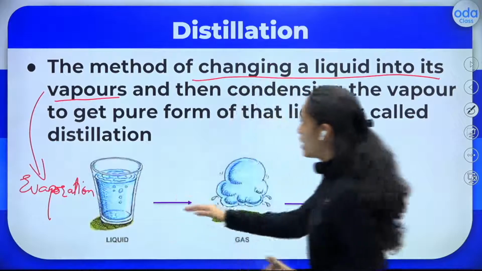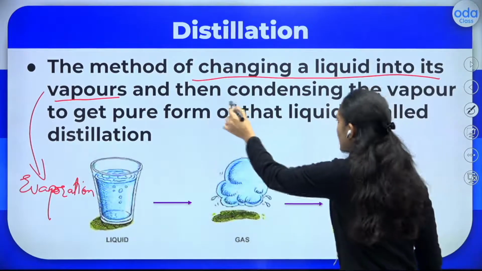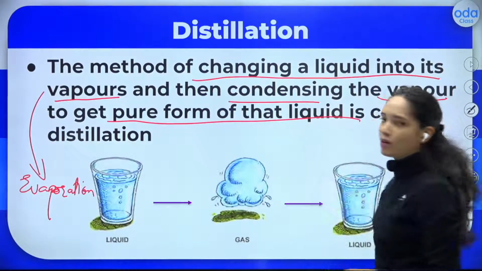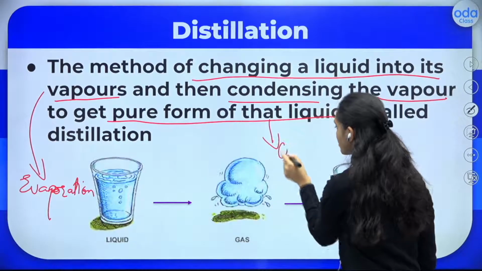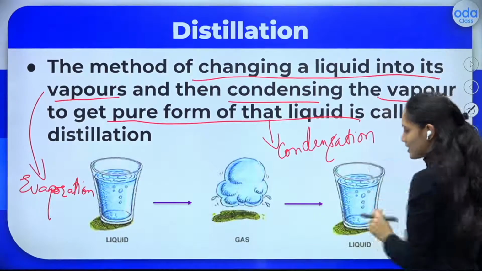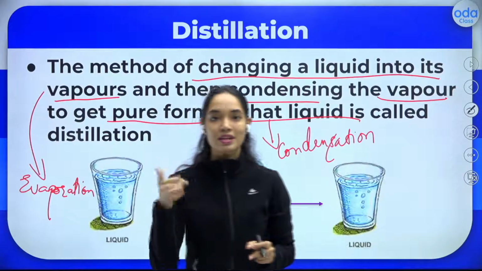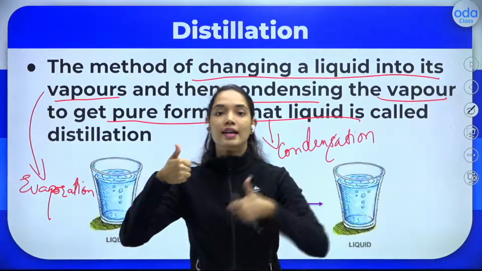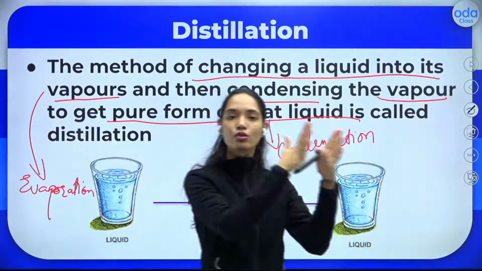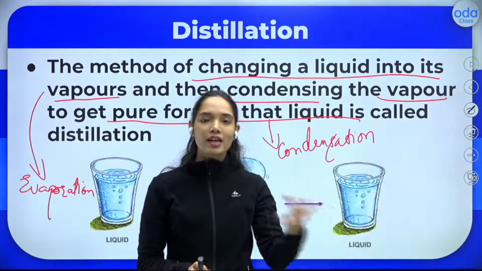So once the liquid is changed into vapor, what do we do? Then we condense it. We condense the vapor to get the pure form of that liquid. This is your condensation, students. Always remember, in distillation, there are two important steps. It works on two steps. First is the evaporation. Second is the condensation. So first we heat the water, we change that liquid into gaseous state. Then we cool that vapor and we change that back into the liquid state.